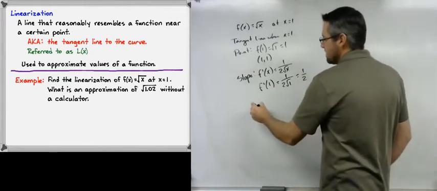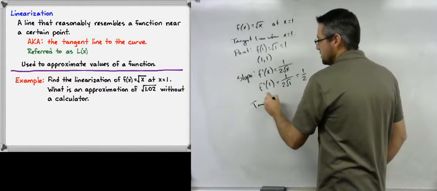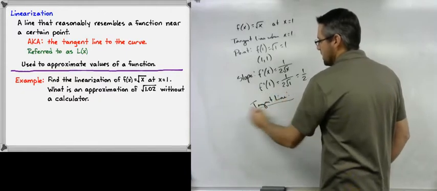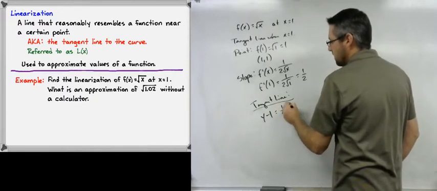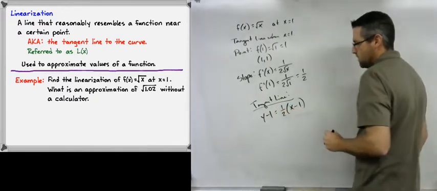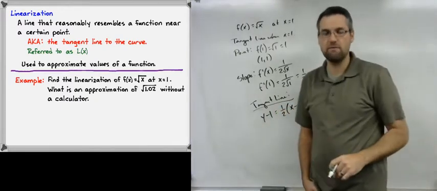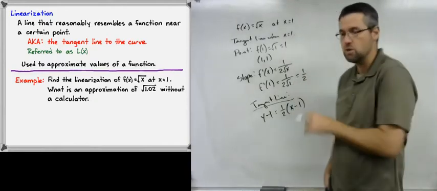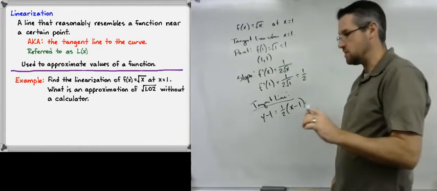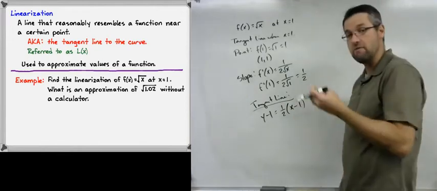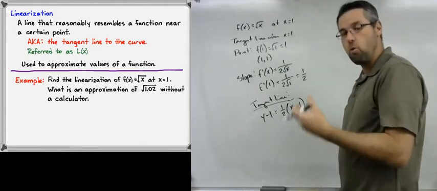So we would say that the tangent line's equation is going to be y minus 1 equals 1/2 times x minus 1. Now that's fine for a tangent line, and if it just says what is the tangent line, you could leave it like that. But it's specifically telling us to linearize. So we want L of x. We want a function for the tangent line.